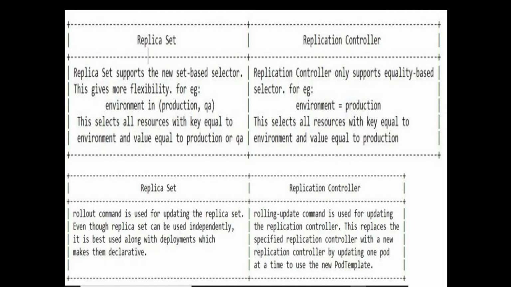I have taken an example. For a replication controller we use equality, like environment equals production, or type equals app, we write it that way. But in a replica set we can use multiple environments, like production or QA, separated by comma. Another difference will be seen in deployment. I will tell this point in deployment.